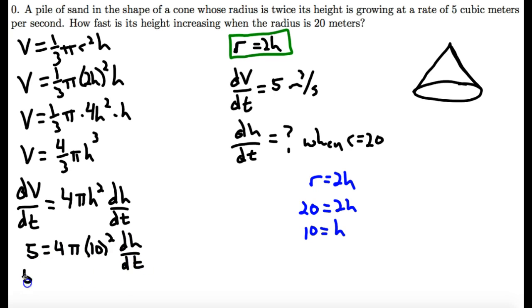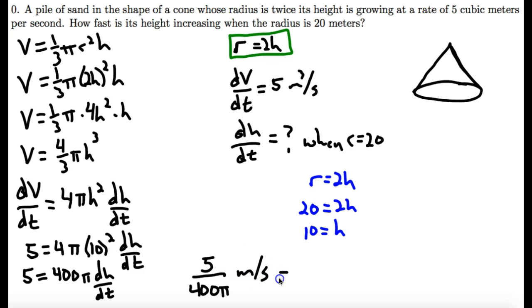So go and plug that 10 in, and we want to solve for dH/dt. So we get 5 equals, we get 100 here, times 4 is 400 pi dH/dt. So then all I need to do is divide both sides by 400 pi. We will get 5 over 400 pi. We're talking about the rate of change of the height, so this will be meters per second equals dH/dt.